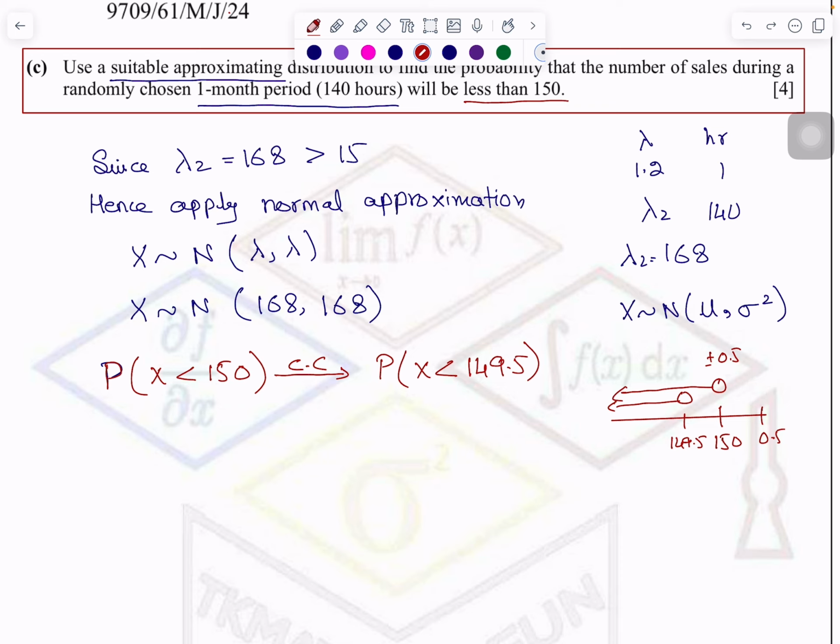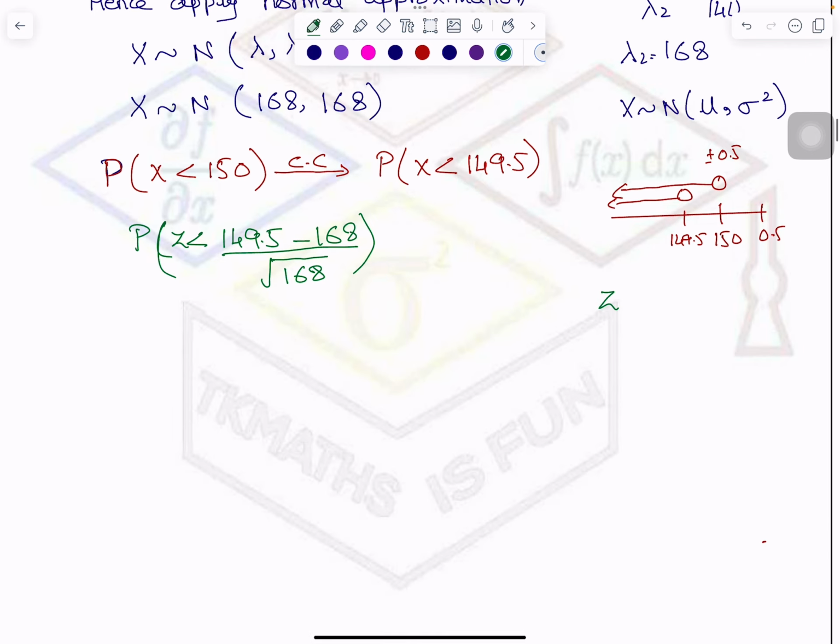So now I have to find the value of z so that I can use the table. So it is 149.5 minus 168 divided by root of 168. And again, helping you to recall, z is equal to x minus mu divided by standard deviation. So now pick up the calculator and get the value of z.